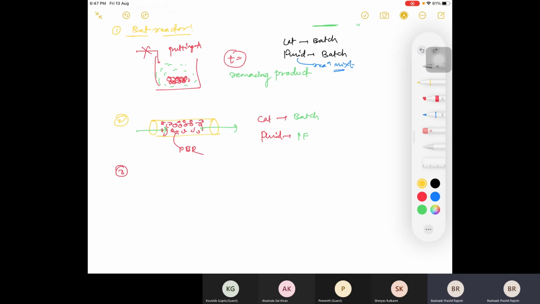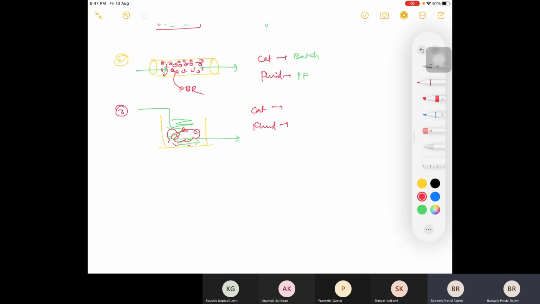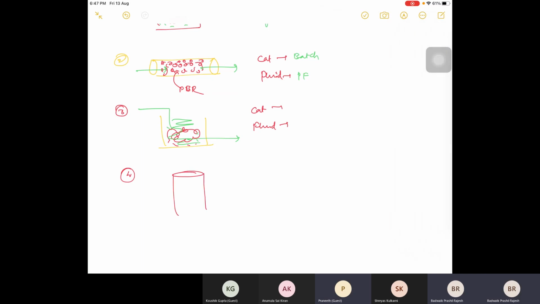Third I'm writing, it is an easier portion to understand, but I'm writing this to clear the aspects. Suppose this is my MFR. A continuous stream is coming, this green one is my stream, and continuous output is there. This red is my catalyst. This green is my reaction mixture. Now can you please tell catalyst and fluid? Anyone? Fourth, I'm writing: catalyst will be batch and fluid will be MFR flow, mixed flow contact, and catalyst is batch.